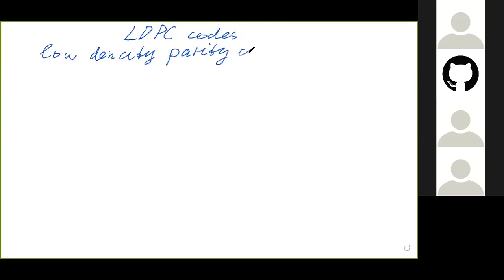Today I will explain to you what the so-called LDPC codes are. This abbreviation means low density parity check codes. These are binary codes, and they are some alternative to Fortnite codes.